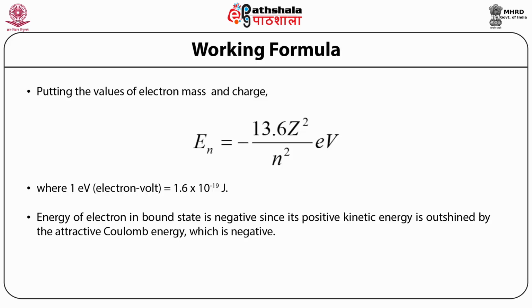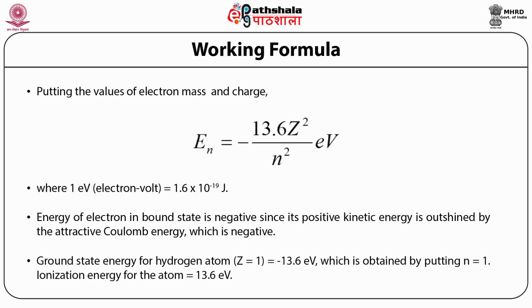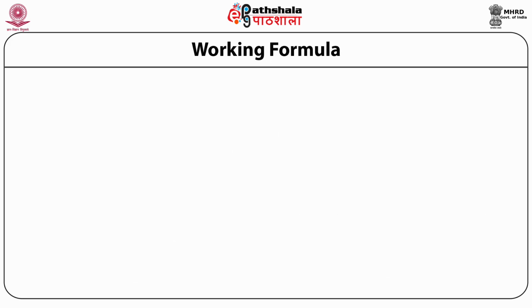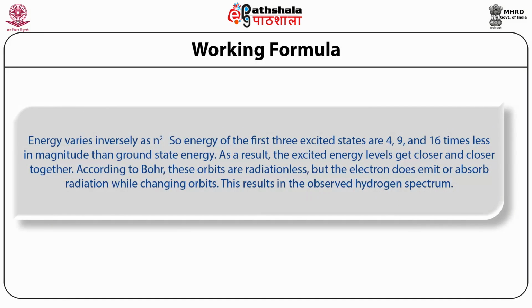So similarly, if you measure in joules, it's very large on the atomic and molecular scale. So you use an energy unit which is 1 electron volt, and that is equal to 1.6 times 10 to the power minus 19 joule. And as I have already explained, the bound state energy of an electron in an atom is always negative. As I have already told you, the energy varies inversely as n square. So the energies of the first 3 excited states are 4, 9, and 16 times less in magnitude than the ground state energy.